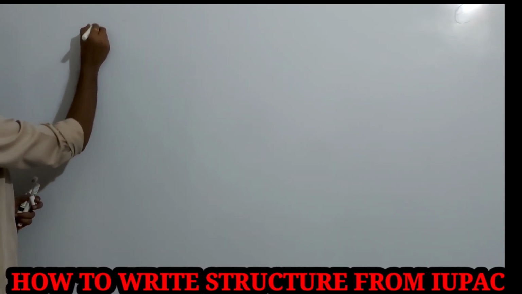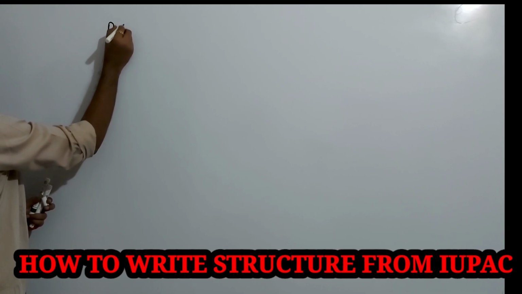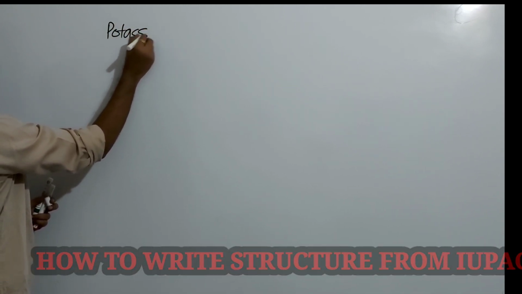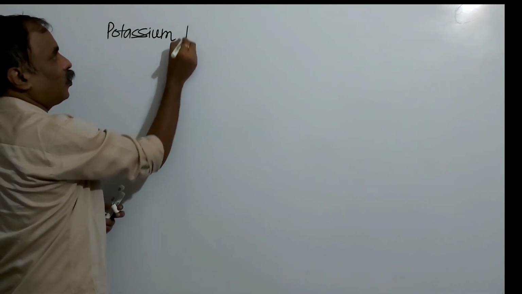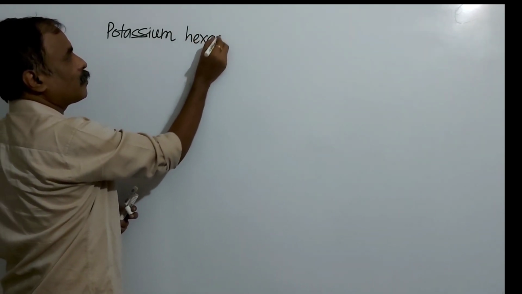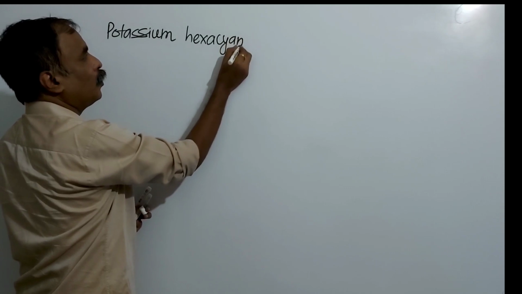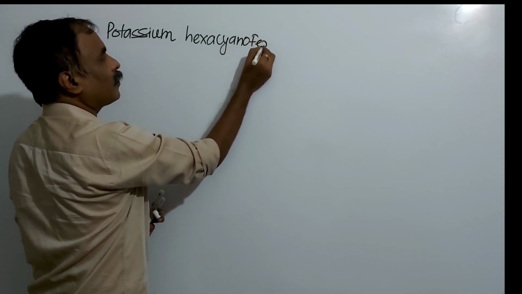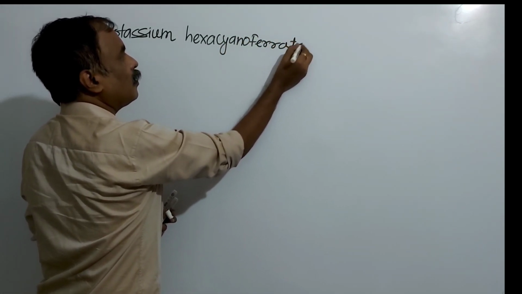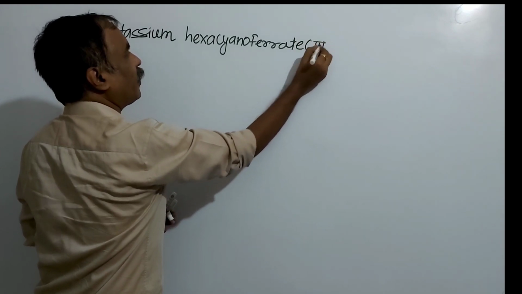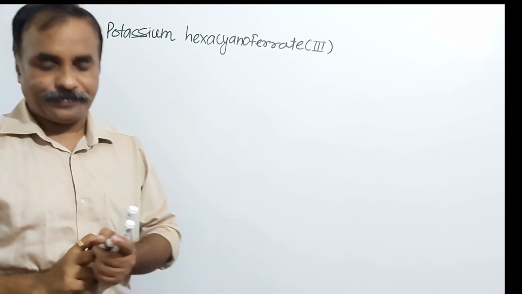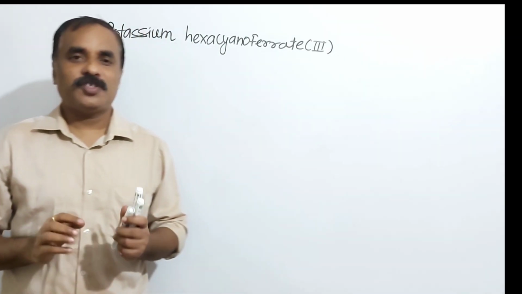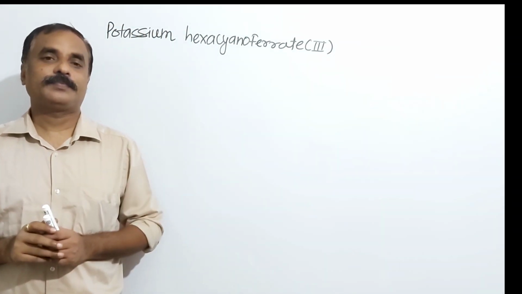suppose the IUPAC name is potassium hexacyanoferrate, oxidation number 3. This is its IUPAC name. Then how to write the structure of this complex?